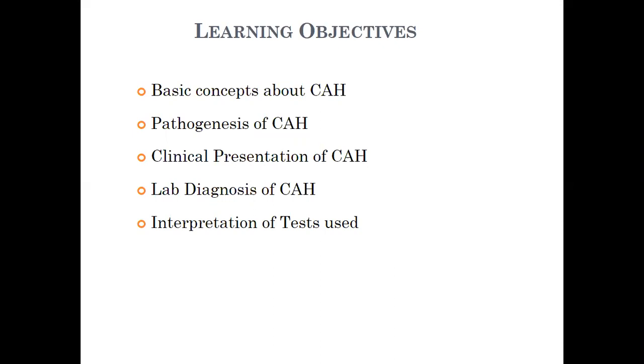How these cases present clinically and how we differentiate the different forms. Then what type of lab tests can be useful for the diagnosis of congenital adrenal hyperplasia, and how these tests are interpreted and used for the proper diagnosis.